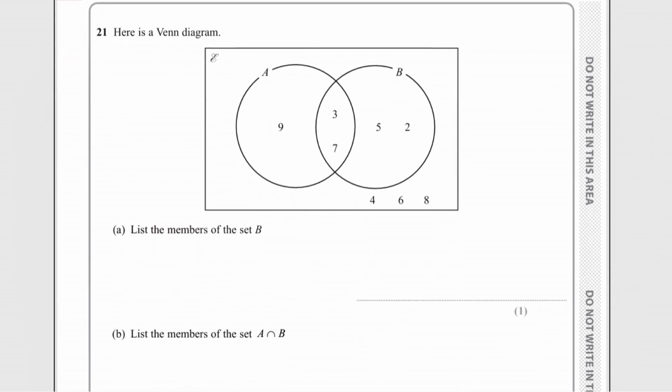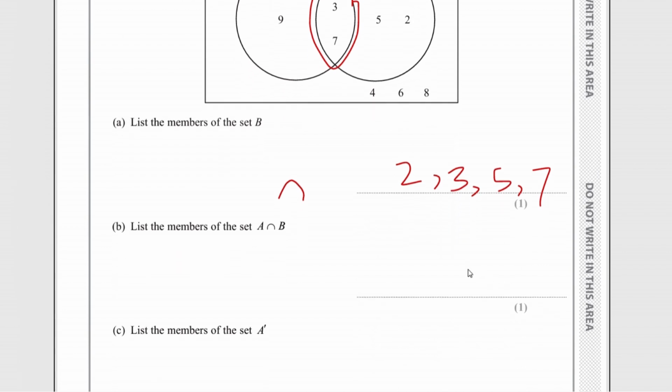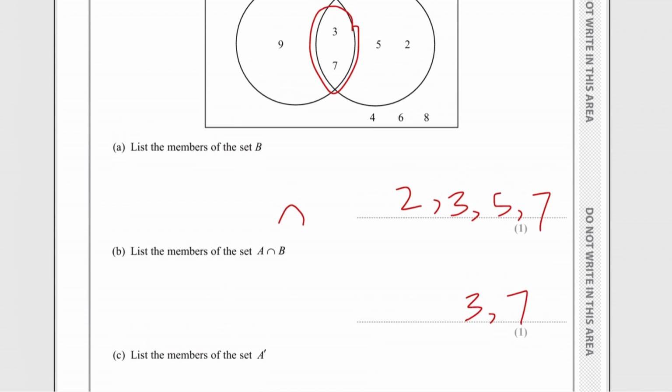Members of set B. What are the members in set B? That's the numbers in the B circle. Okay, so you have 2, 3, 5, and 7. Then members in set A intersection B. A intersection B means what is common. When you see intersection, it means what is common between A and B. So you can see 3 and 7. Those are common to A and B.